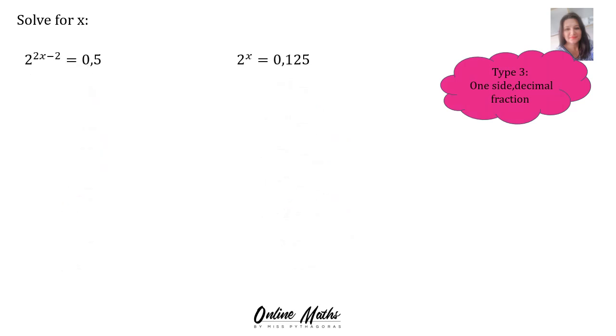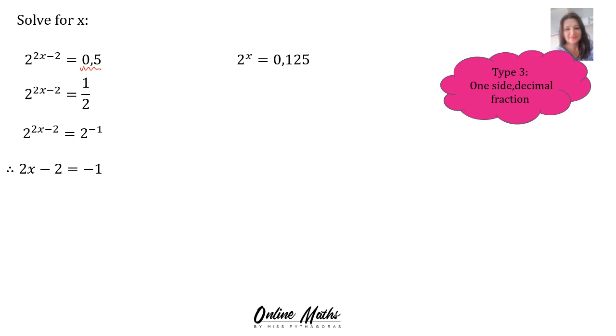Type 3. One side has a decimal fraction. So now you find on the right hand side there's 0,5. That's a decimal. So the first thing you do is you change the 0,5 into a proper fraction, which is 1 over 2. And then a half is the same as 2 to the negative 1. And then you're back at type 1, where bases are the same. Therefore, we can equate exponents. So we find 2x minus 2 is negative 1.